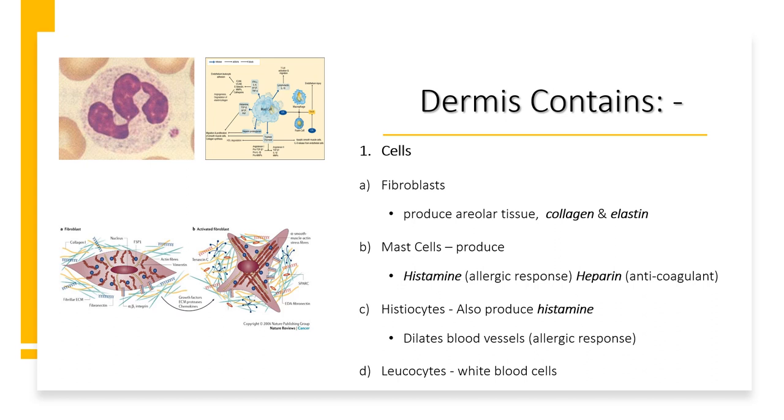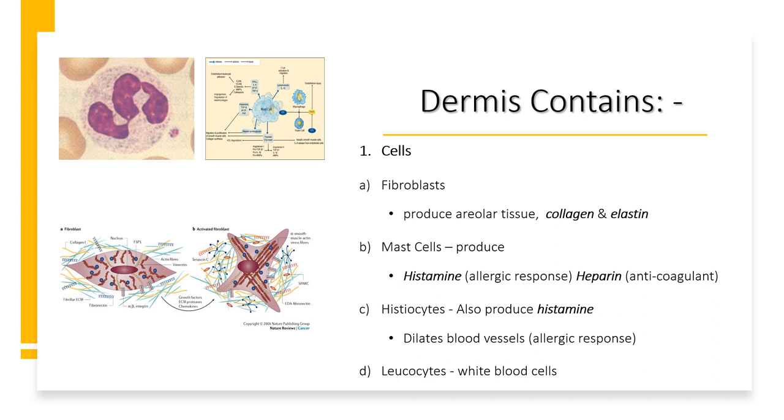Histiocytes are also present in the dermis, and they produce histamine as well. And this helps to dilate the blood vessels when we have an allergic response. So in the first instance, if we become allergic to something, particularly if it's topical, if it's on the skin, our blood vessels will dilate and the skin will become red.